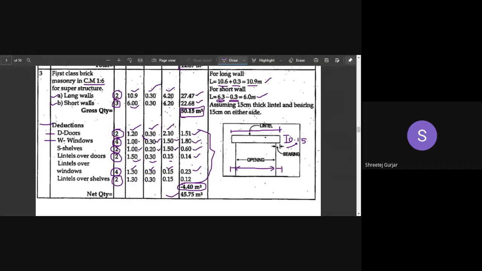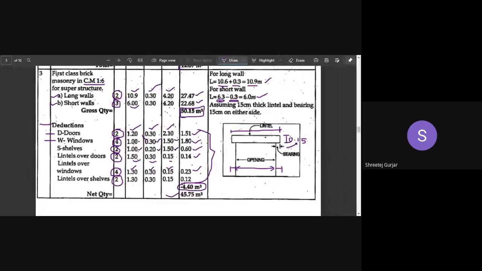So what we have done is we have calculated all the quantities: earthwork excavation in meter cube, then PCC bed concrete in meter cube, and first class brickwork masonry in meter cube. All these quantities we have calculated using the long wall and short wall method.